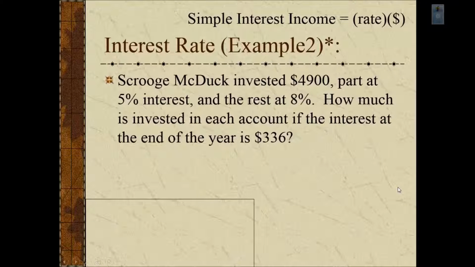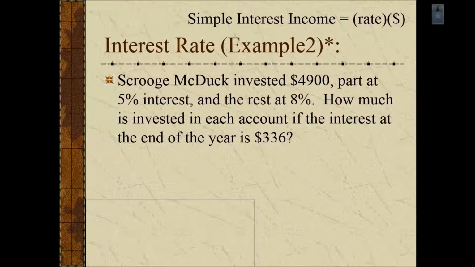All right, here's a second example. Scrooge McDuck invested $4,900, part at 5% interest and the rest at 8% interest. I guess Huey, Louie, and Dewey were trying to influence him on how he should invest his money, and they couldn't agree. There's 2 different accounts that they want to invest this money into.